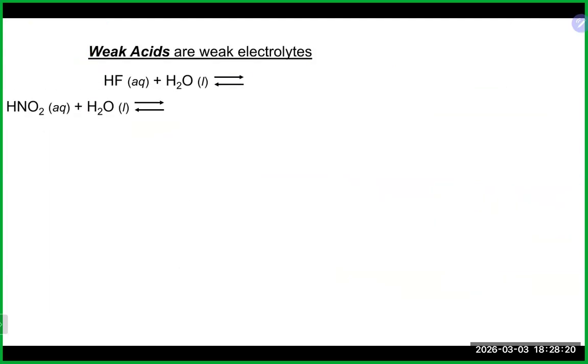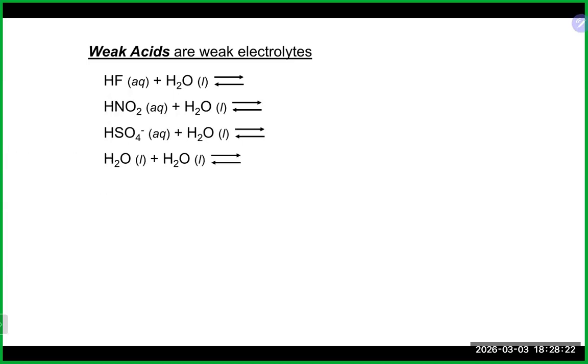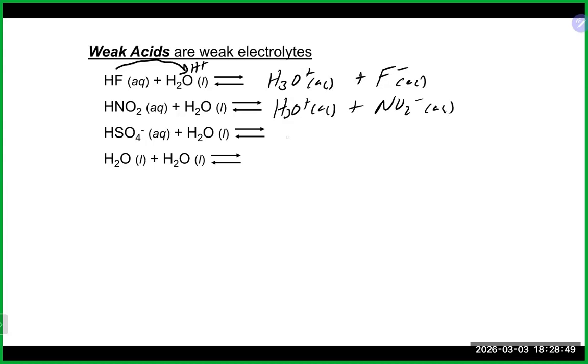Now, weak acids, on the other hand, are weak electrolytes. And you do see these arrows heading in both directions, which we know is a reversible reaction. In each of these cases, H plus is going to be sent over by the acid. And once again, we're going to get H3O plus because we have water in our dissociation. That's going to give us F minus. This is going to get us H3O plus and NO2 minus. Going to get us H3O plus and SO4 2 minus. And this gives us H3O plus and a little hydroxide in this case.